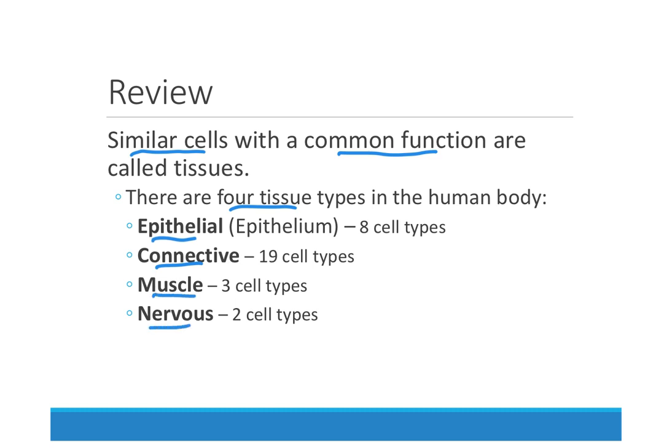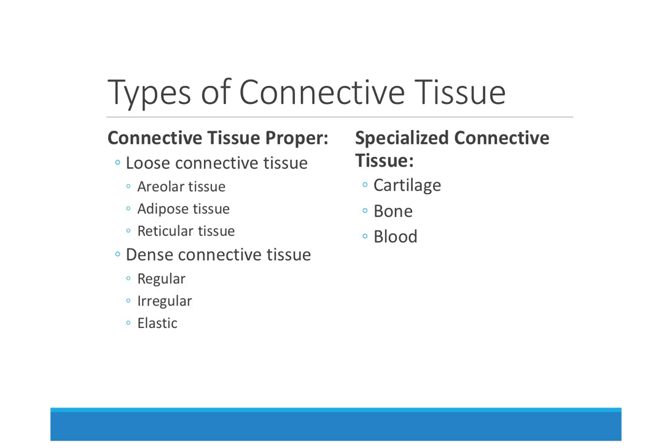Epithelial and connective tissue proper was discussed in part 1 of this video, and today we'll talk about specialized connective tissue, muscle, and nerve tissue. There are 3 tissues that are part of the specialized connective tissue: cartilage, bone, and blood.